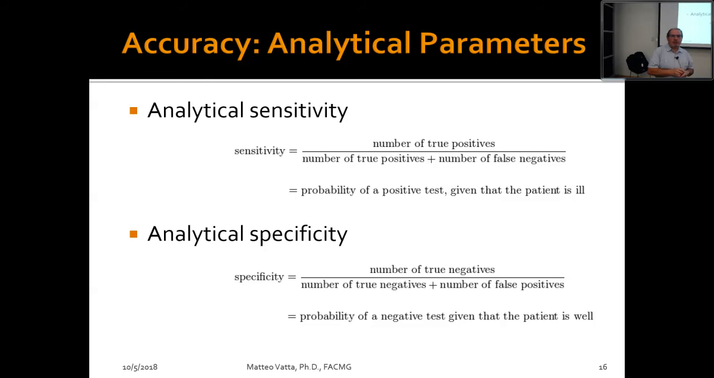So the test, of course, needs to have accuracy, and the analytical parameters are shown here. I'm not going to go through them all. There is the analytical sensitivity, essentially the probability that the test is positive, given that the person has the disease and has the variant, and analytical specificity, which identifies the wild type whenever the subject does not have the disease and does not have the variant. So essentially it covers the false positive and false negative types of detection.